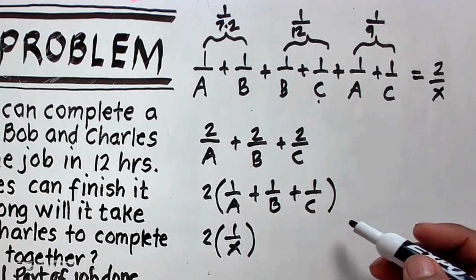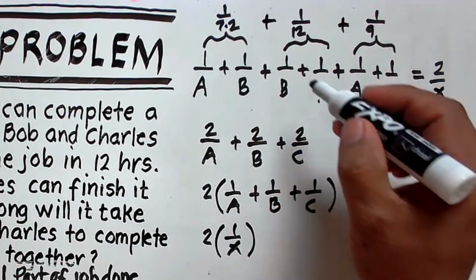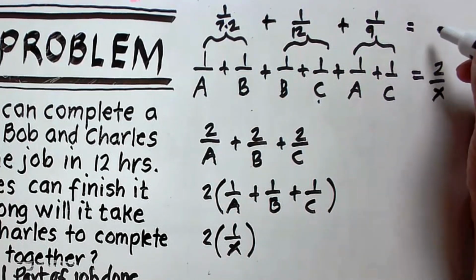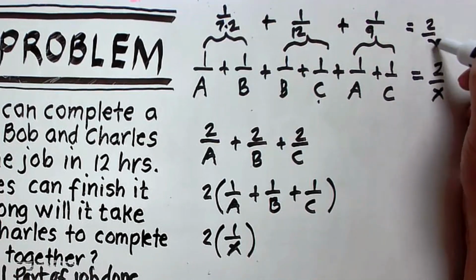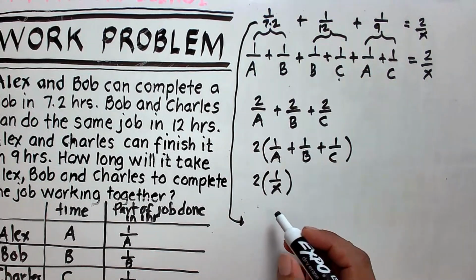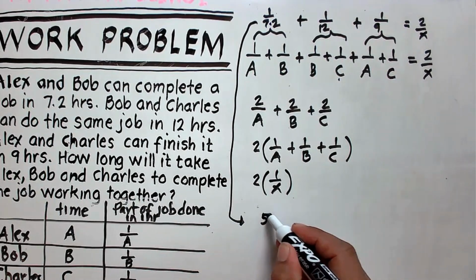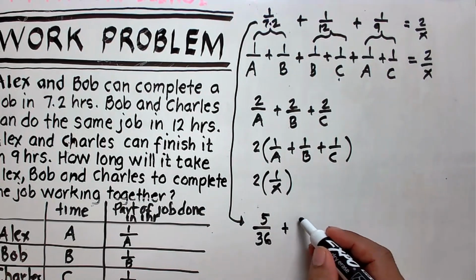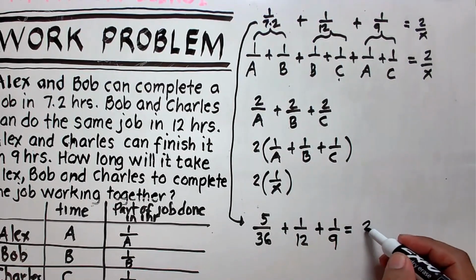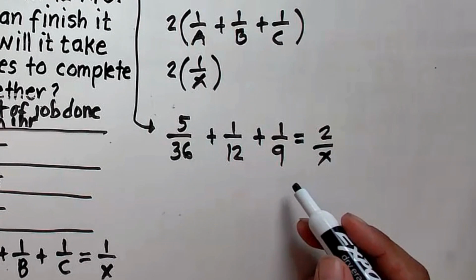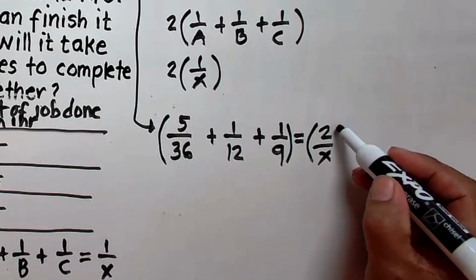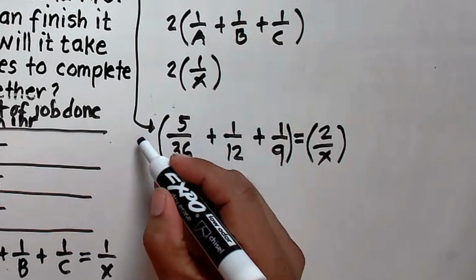The same reasoning, if we add all these three, 1 over 7.2 plus 1 over 12 plus 1 over 9, that is also equal to 2 over x. And therefore, we can now solve that equation. We know that 1 over 7.2 is 5 over 36 plus 1 over 12 plus 1 over 9. That is equal to 2 over x. To simplify this rational equation, we multiply by the least common denominator, which is 36x.